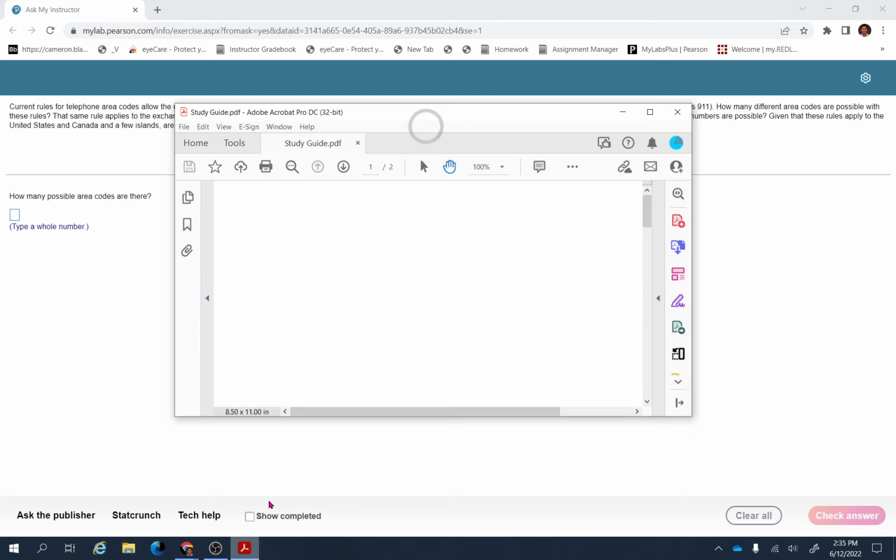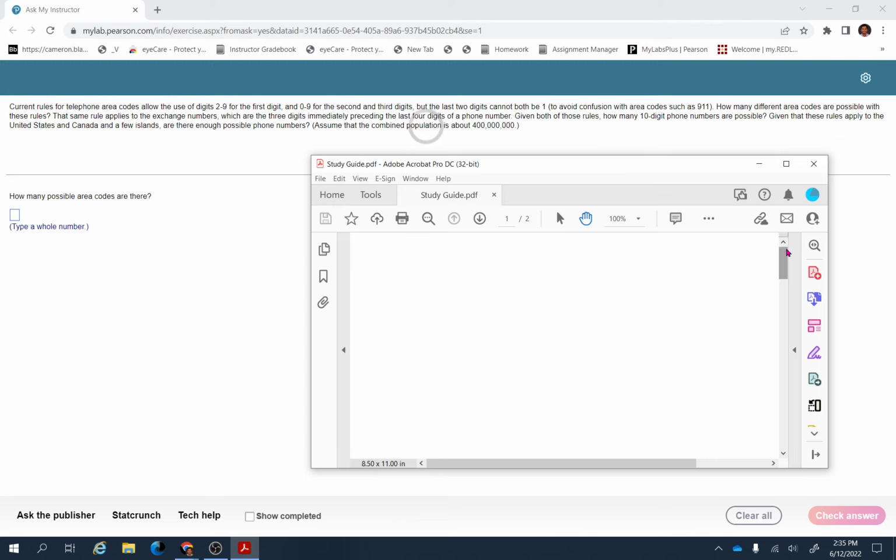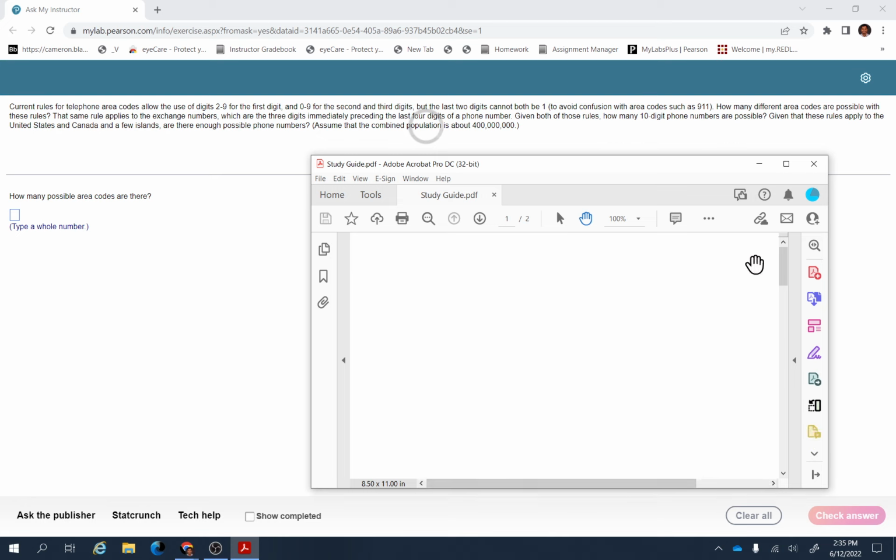So for the telephone number, we're trying to find out how many possibilities there are for the area codes. For the area codes, we are picking a 3-digit area code. And for the first one, we have this option from 2 to 9, so there are 8 options for the first one.